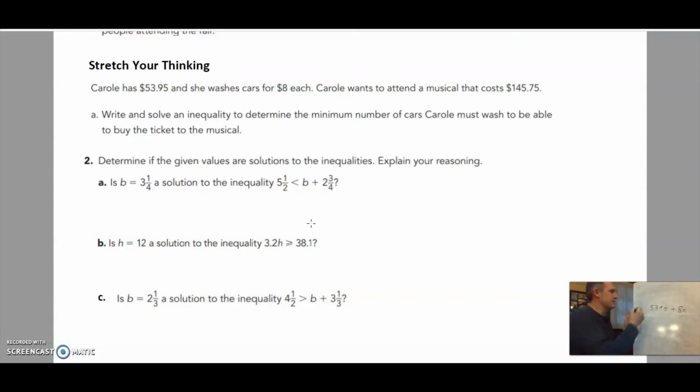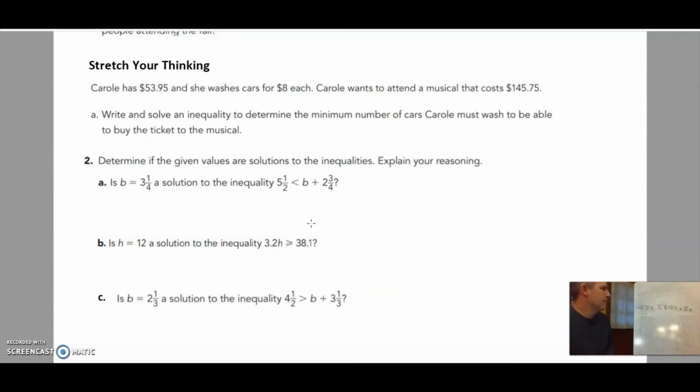Now she needs to get $145.75. Move this over just a little bit. 53.95 plus 8C. Now, is she going to be okay if she gets $145.75? Yes, she is. So it could be or equal to. Is she going to be okay if what she makes on this side is more than $145.75? Or is she going to say, oh no, I can't have more than that? No, that's ridiculous. She would be okay if she got more. So we're going to put the sign that way.